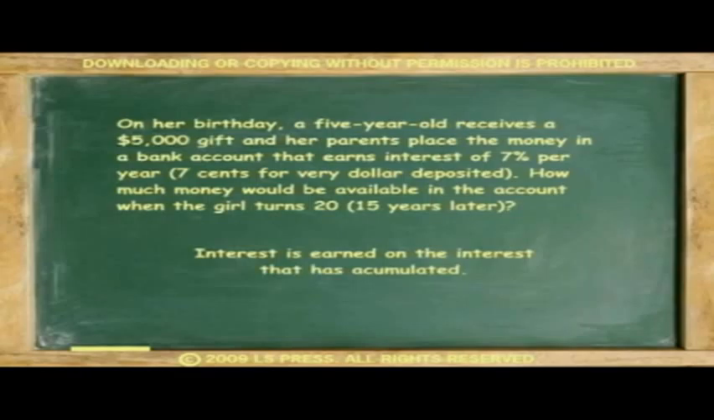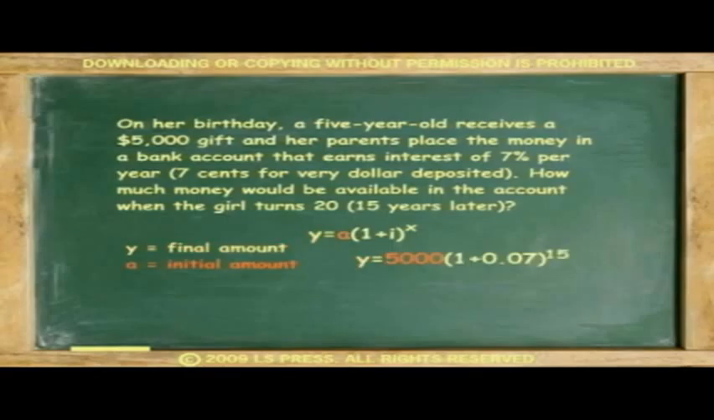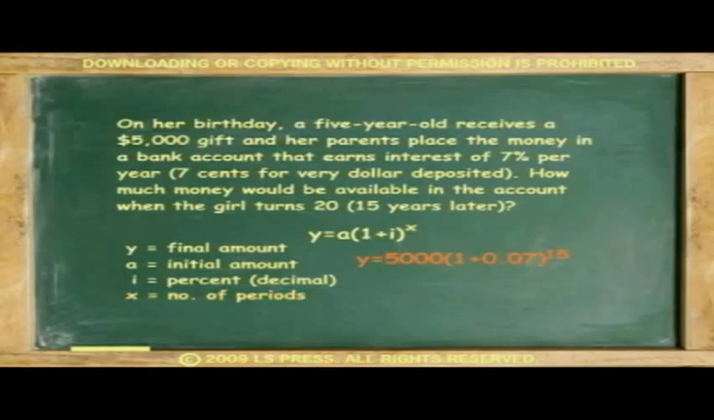The exponential equation would be y equals a times 1 plus I to the x, where y is the final amount, a is the initial amount, I is the rate of interest per period in decimal form, also known as the percent, and x is the number of periods, in this case, years. Solving for y equals 5,000 times 1 plus 0.07 to the 15th power.